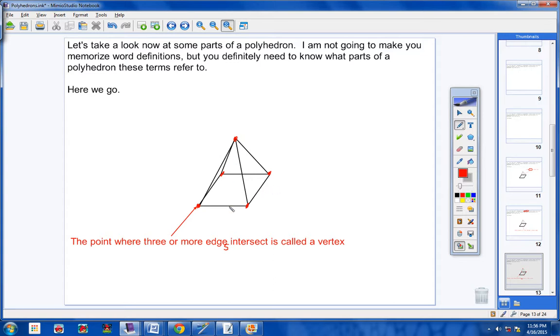So I have one line here, and one line here. They're all intersecting here. That is a vertex, okay? For this top point up here, I have a line going up, and a line here going up, and a line here going up, and a line here going up. So that's a point where, remember, it's three or more edges. So I've got four edges that intersect right here. That's a vertex. So whenever you have three or more edges intersecting, you call that a vertex.